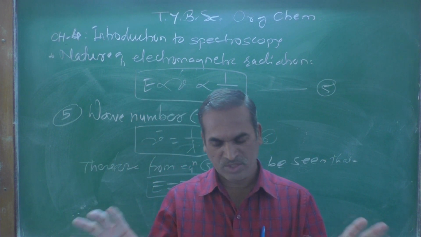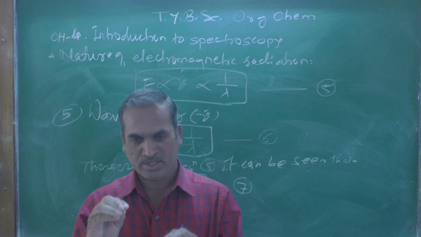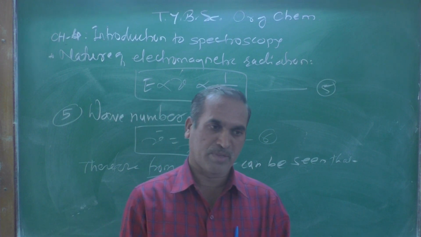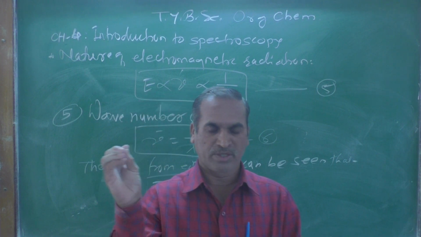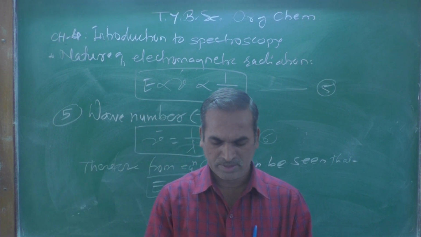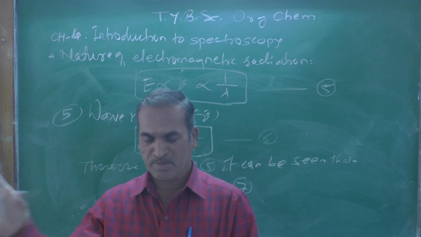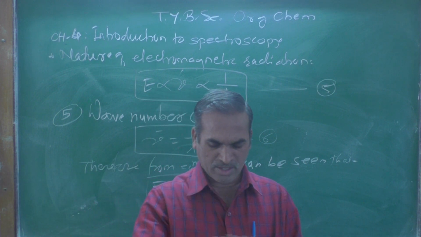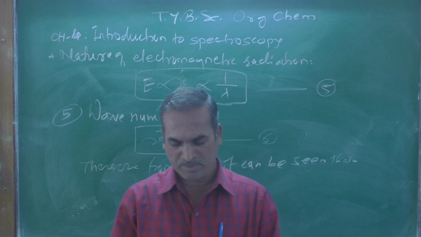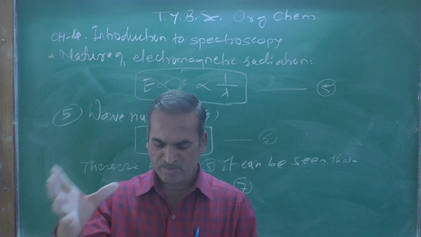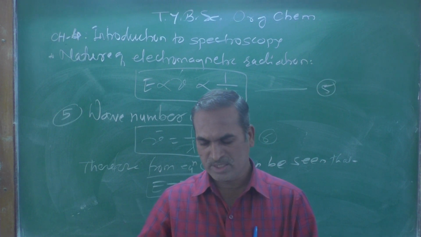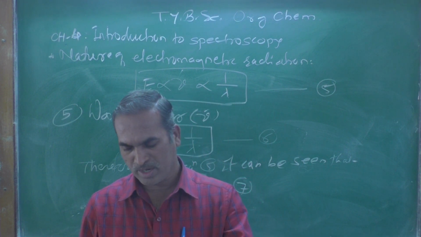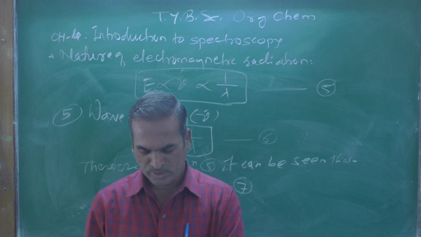Remember, the equations are very simple. Parameter number 1 is the wavelength, represented by lambda. Amplitude is represented by A. Then frequency is represented by mu. Energy is represented by capital E. Then wave number is represented by mu bar. These are the parameters we have learned here.